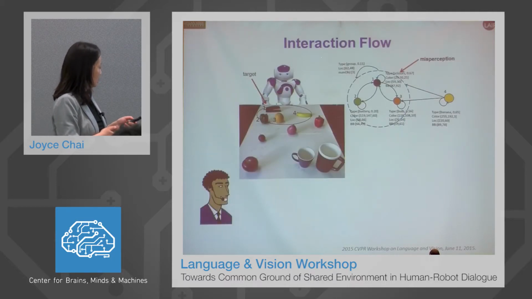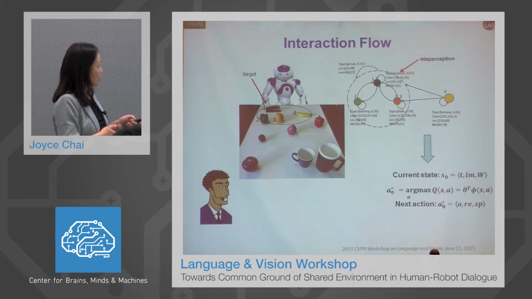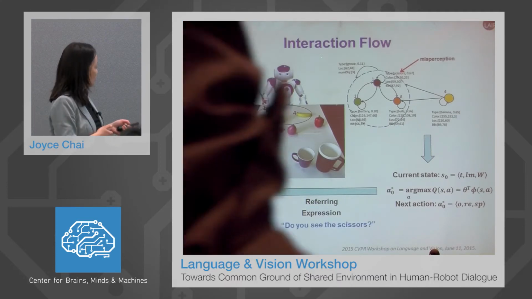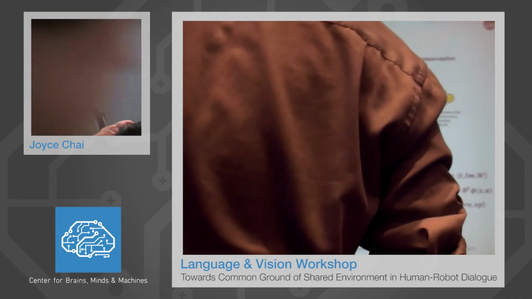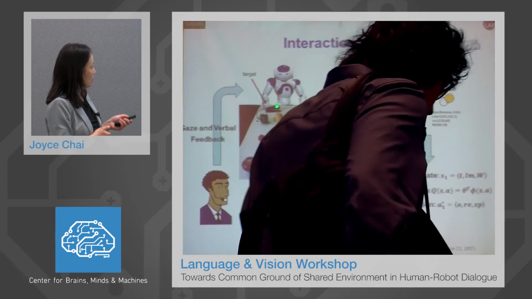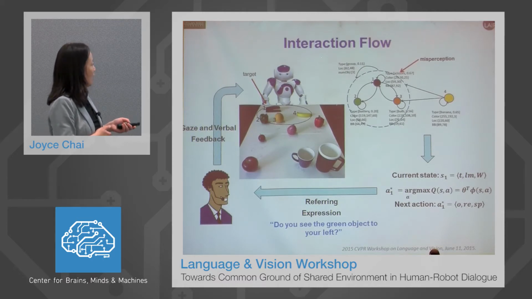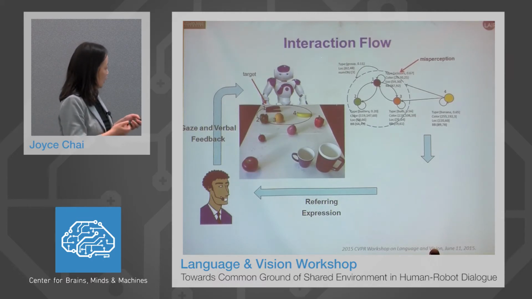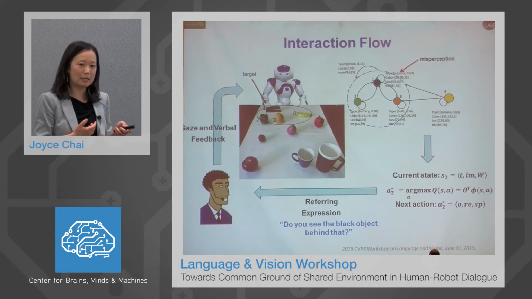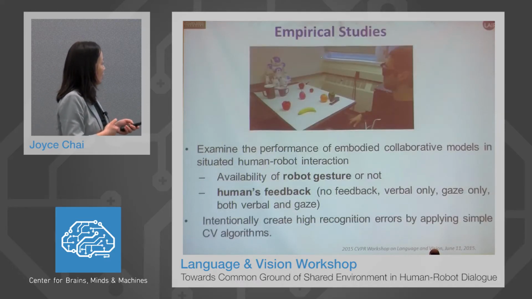Suppose the robot wants to talk about this stapler, but it's actually recognized as scissors. The robot has a current state representation and will pick the action that maximizes the value function. In this case, it asks, "Do you see the scissors?" The human would look at it and say no. The feedback updates the current state, and the robot finds another action. Then the robot asks, "Do you see the green object to your left?" And the human says yes, and so on. Based on the feedback, the state will be updated and a new action chosen until the human can successfully identify the target object.